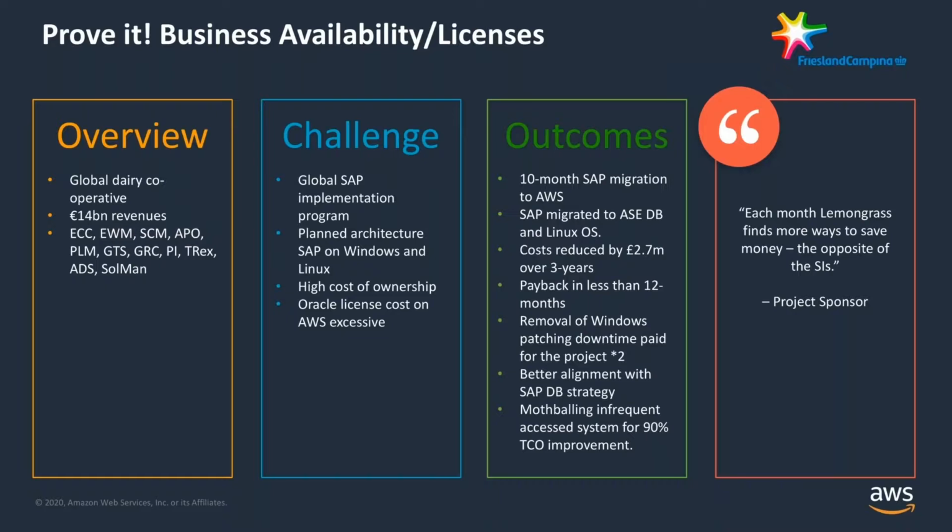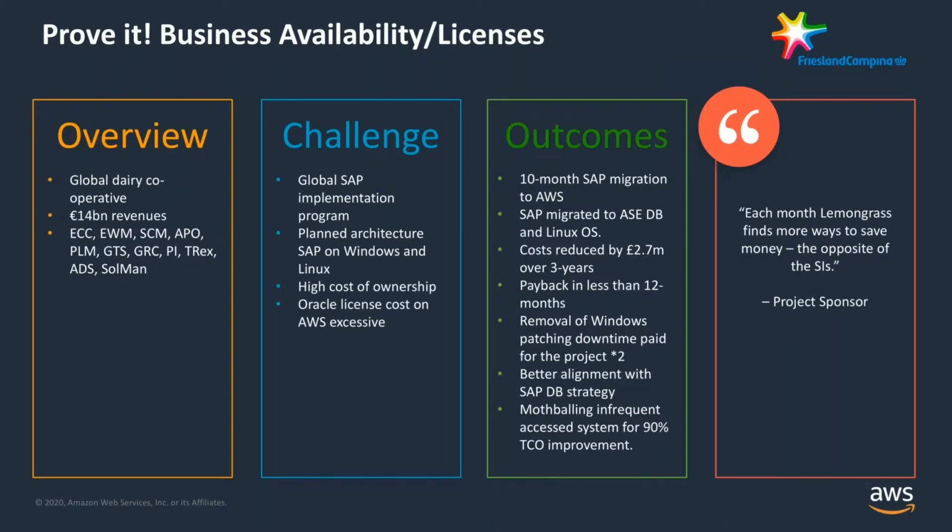Initially, they were going to move to a non-cloud friendly database. We did a study for them and came to the conclusion, which the client agreed, that a move to ASC would be better for them. ASC is one of SAP's own proprietary databases. The benefit of choosing that database solution was it had a much more cloud-friendly license agreement. So that actually gave an immediate cost reduction of £2.7 million over 3 years, which more than paid for the cost of migrating them.